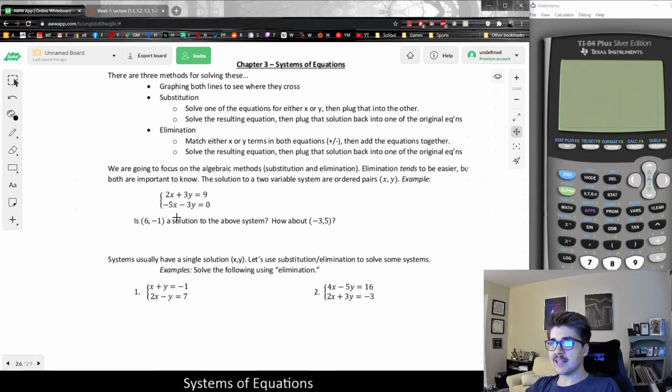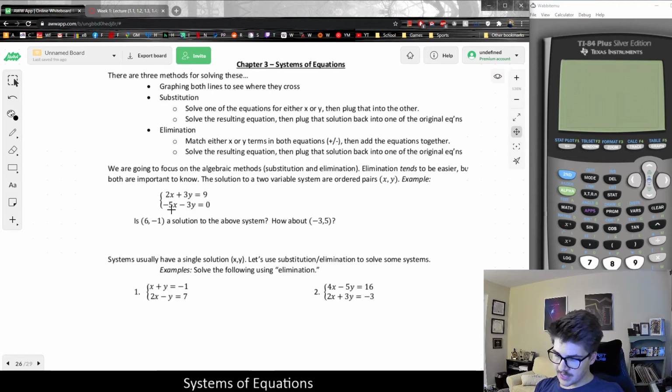Looking at this example, it asks us, is (6, -1) a solution? What about (-3, 5)? And we could always just plug the values in to see if it will work, and that's how we can understand whether a value will be the solution to the system as a whole. And it must be a solution to both equations to be a valid solution to the system. If it only works in one or the other, or in neither, it's not a solution at all, of course.